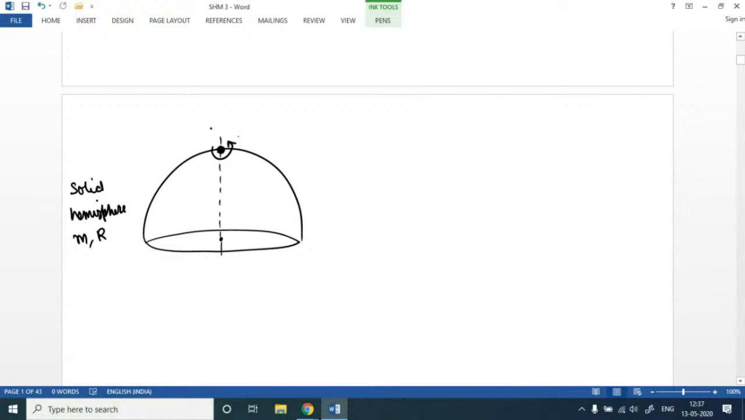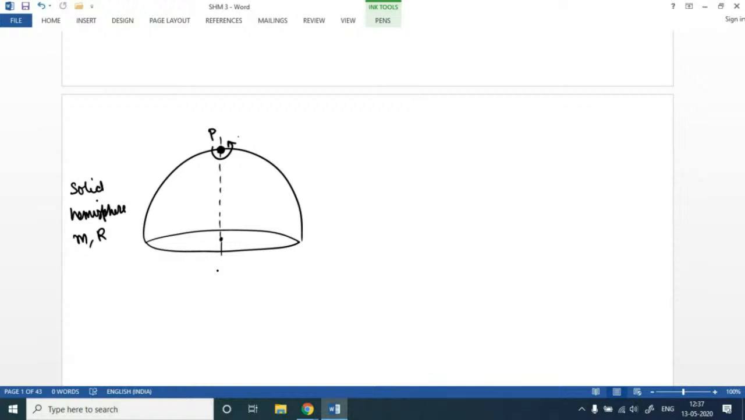Okay, so this point P, right now we have drawn it in the stable equilibrium position. If we displace it slightly, it will obviously experience a restoring torque. And when we release it from that position, it will execute angular SHM, and we wish to find out the time period of that angular SHM.